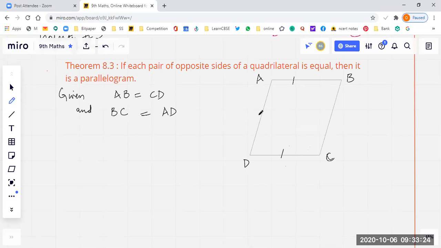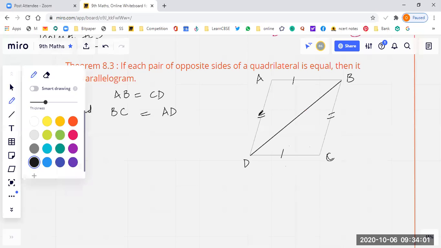Right? I can write it with double lines here, double lines here to show that these are equal. BC is equal to AD. Right? So very simple, students. How can you prove it's a parallelogram? Very simple. It becomes difficult if you want to prove that this is a rectangle. Then you have to prove every angle is 90 degrees. You need not prove that now. So what do you do? You simply draw a diagonal. This is a construction.